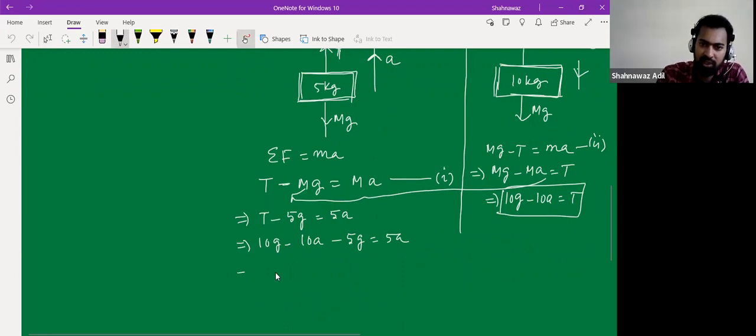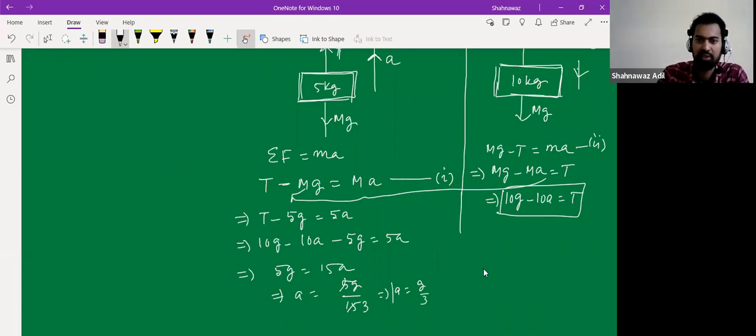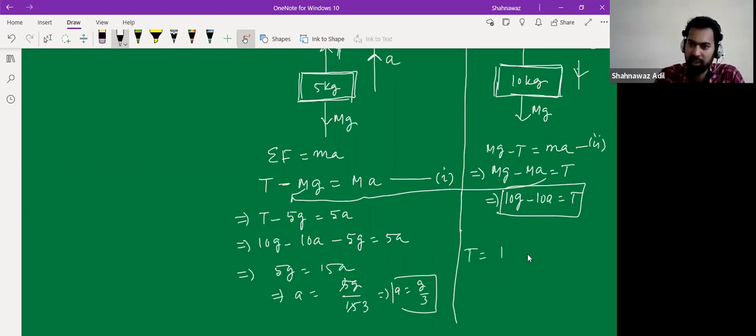So this will be 5g and this will be what? 15g. Right. So a will be 5g by 15 and this will be 3. So a will be g by 3. Right. And tension will be what? So tension is 10g minus 10a.